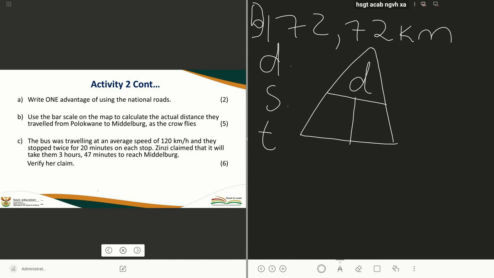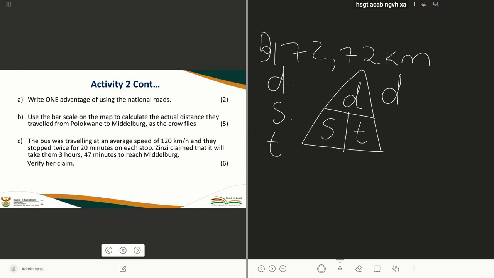So how does this help? This helps me that I know that when I want the formula for D, when I want to calculate the distance, I hide this part. I want distance. Distance is what? It is S and T. So my distance is S and T. It means now in between there is multiplication. So if I want to calculate the distance, distance is equal to speed multiplied by time.